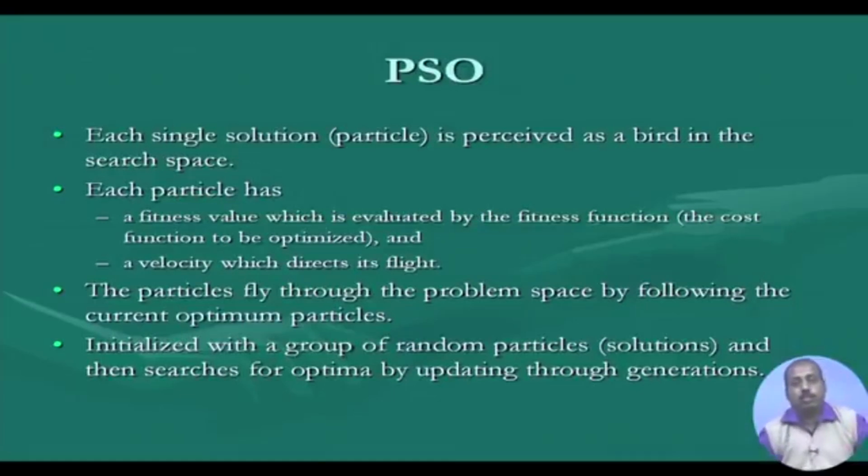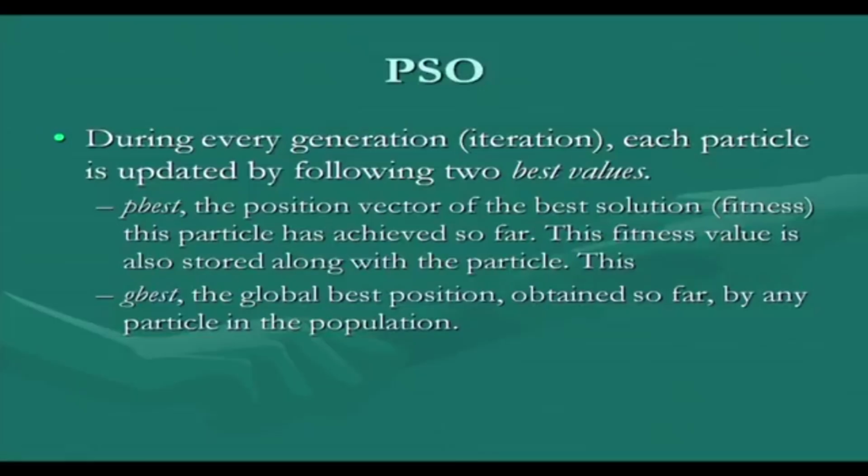So, now the rest of the thing is similar to genetic algorithm. Here also we have some initial population which may be randomly generated or may be guided by some other heuristic, and then it evolves through generations by considering the global intelligence and the local intelligence. During every generation the particle is updated by the following two best values. One is the pbest, that is the position vector of the best solution this particle has achieved so far, since the particle is evolving over a number of generations.